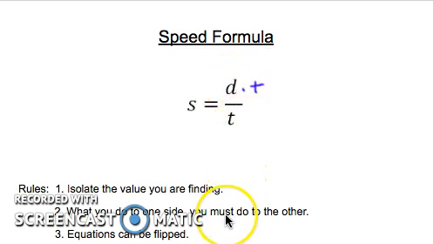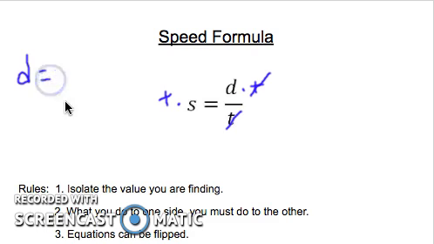So what I do to one side, I must do to the other. So I'm going to multiply the t to this side also. Remember, the little dots mean that you're multiplying. So the t cancels out with the t, and you are left with d equals t times s. Now I like to put things in alphabetical order, and I'm going to flip them because equations can be flipped. So d equals t times s is the same thing as d equals s times t.